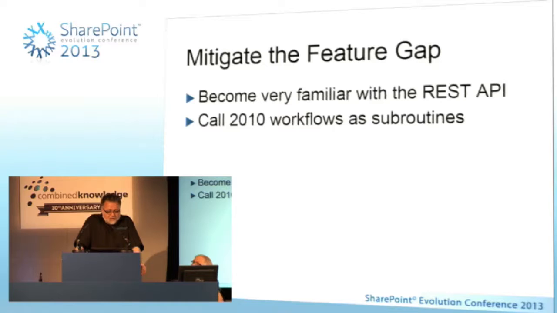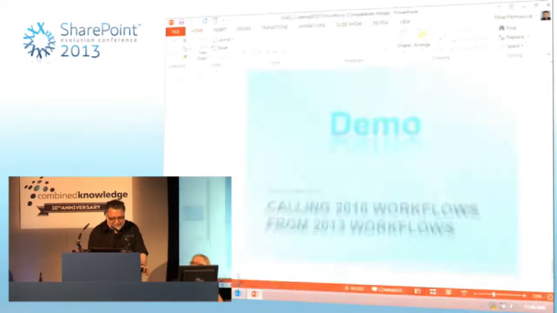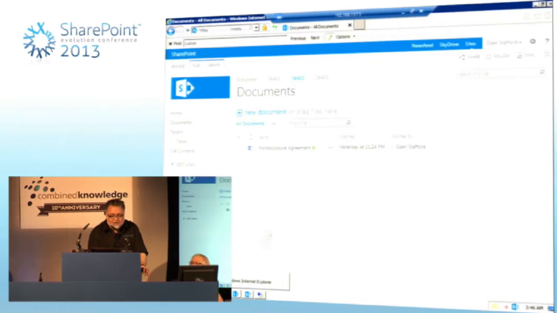So what I'm going to talk about is strategy number two, which is they added the ability to allow a workflow to call another workflow and run it. And they can wait for it to finish or not. Now, the weird thing is a 2013 workflow can't call another 2013 workflow, but it can call a 2010 workflow. And since we're talking about a feature gap, here's how we plug that feature gap. Let's go into demo land, and let me get my demo environment up here.